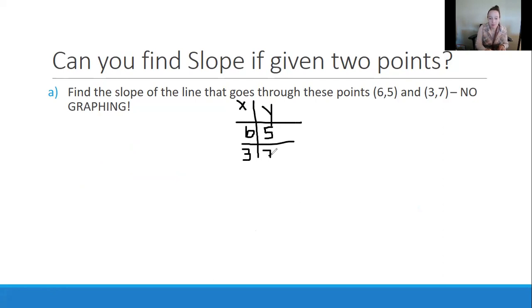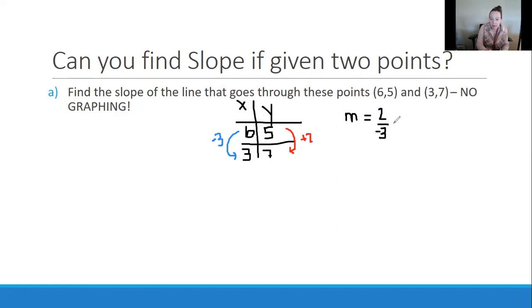And guess what you're going to do? Yep, it's the same thing that you've always been doing. You're going to find that change in y, put it in red. 5 to 7 is you're going to add 2. And then you go find your change in x. So if I went from 6 to 3, that means I went down 3, so that's a negative 3. So when you write your slope for this guy, remember it's the change in y, so what you wrote in red, which is a positive 2, divided by a negative 3.